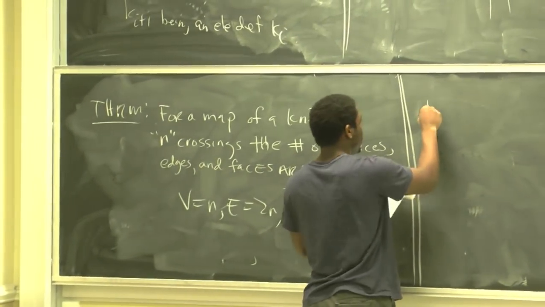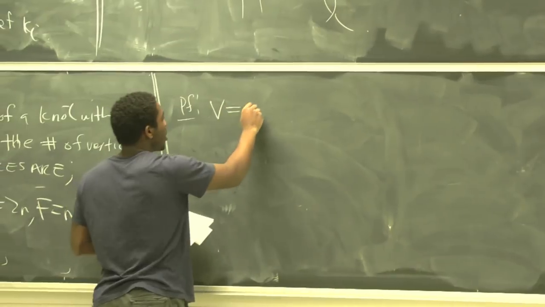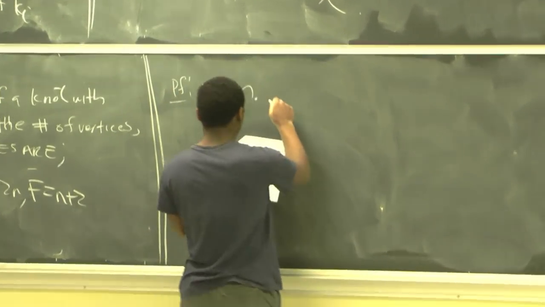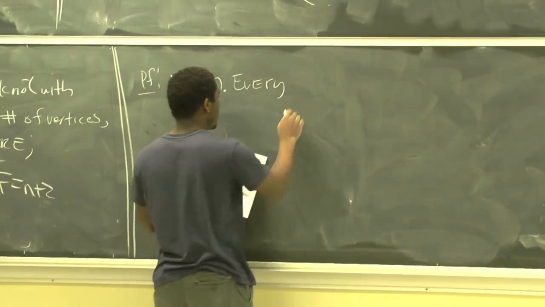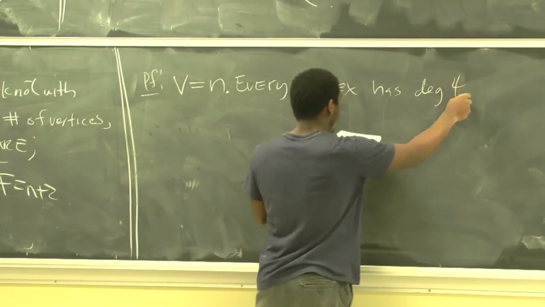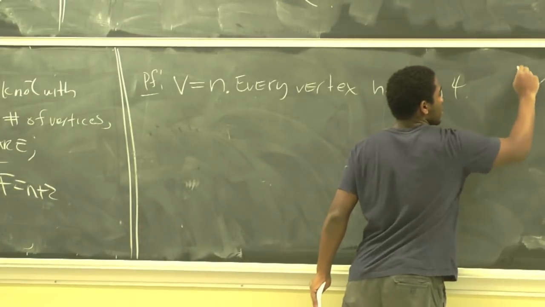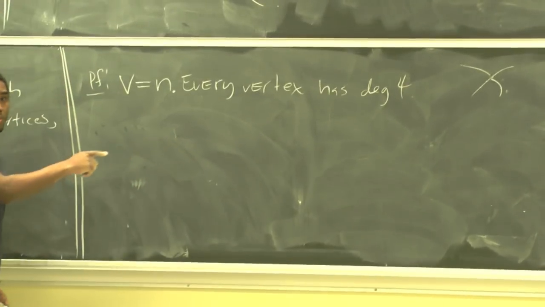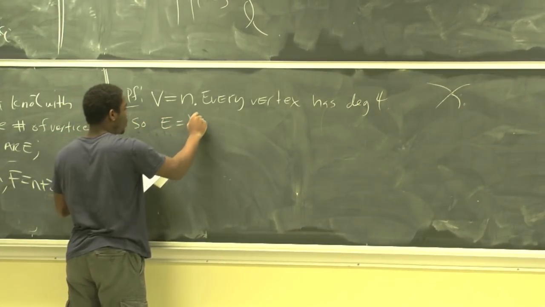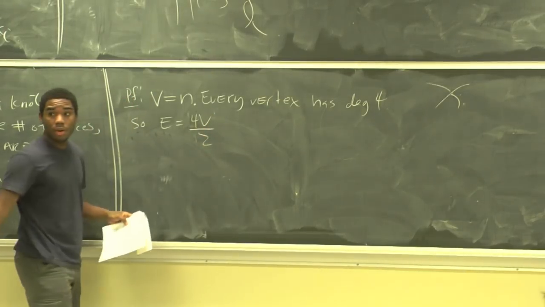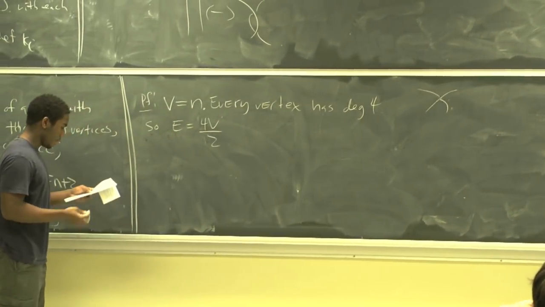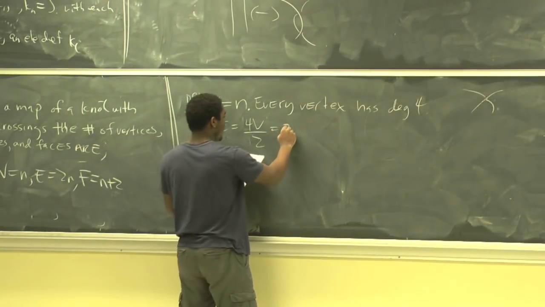So how to prove this is actually pretty short. We know that the vertices are just going to be the crossings, right? This is how we define vertices originally. I'll say it first, and if it works out well, it does, and if it doesn't, I'll give you a picture. Every vertex has degree 4, so every vertex will look something like this. So the edges will just be 4 times the vertices over 2, because each edge has two endpoints but each vertex has degree 4. Does that make sense? Right, which is just two in, right?